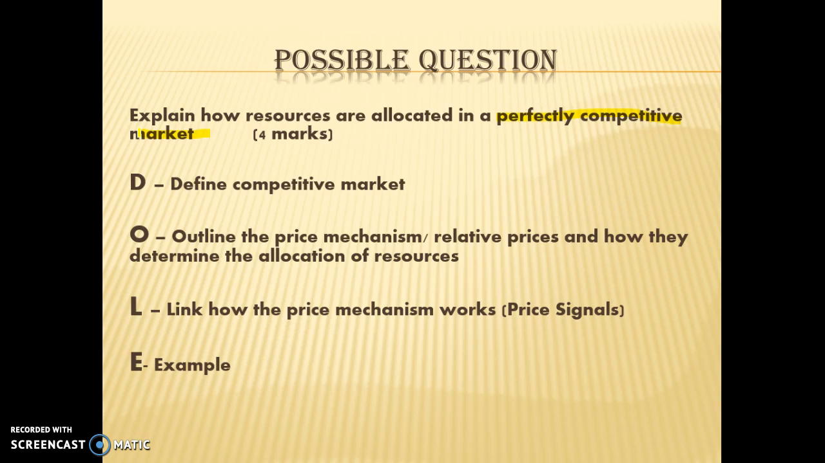I like to use what we call the Dole approach. This is an approach advocated by other more experienced economics teachers about how to go about answering these questions. So firstly, define a competitive market. Define what that means, define the key features of a competitive market. Secondly, outline how the price mechanism and relative prices determine how resources are going to be allocated. Okay, so how does the price mechanism work?